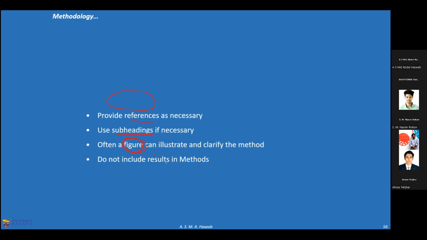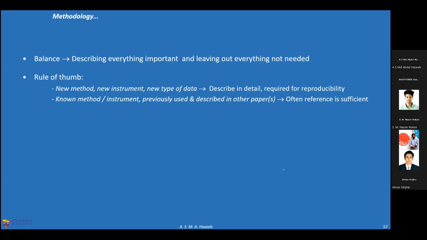Never include any result in the methodology, because some students make this mistake. You cannot be too lengthy, but at the same time, you have to be complete. So there has to be a balance to be struck. The rule of thumb is if you have a new method, a new instrument or new type of data which was not reported by others, then you have to give a detailed description. However, if the method is very well known and the equipment is available commercially, then you may not need to give every detail. You may give sufficient reference after giving a very brief description.